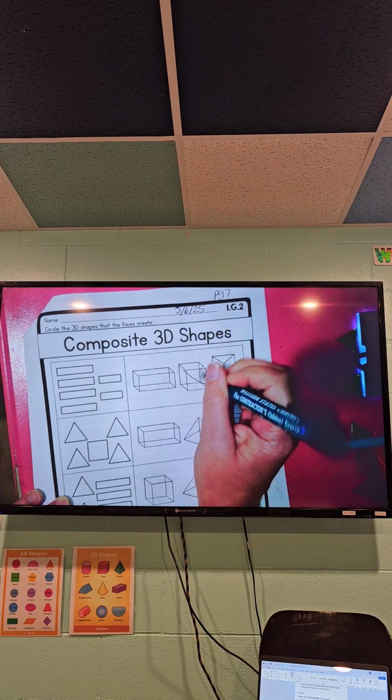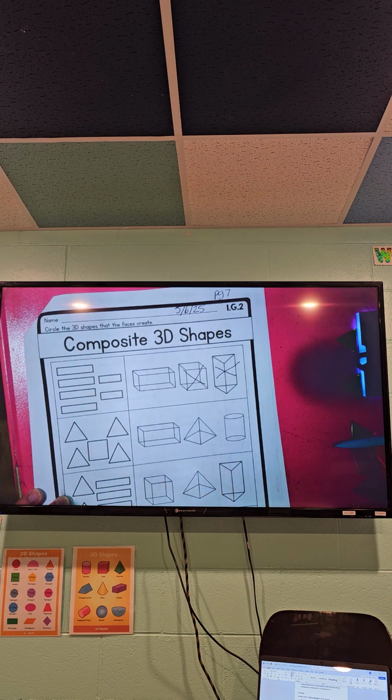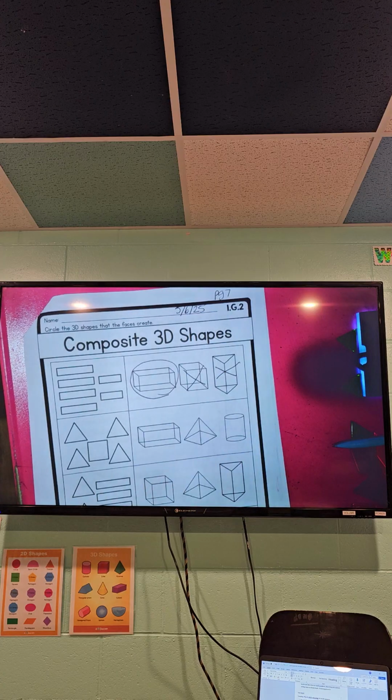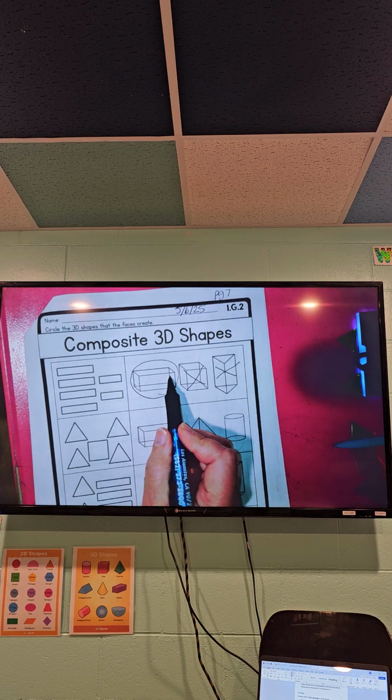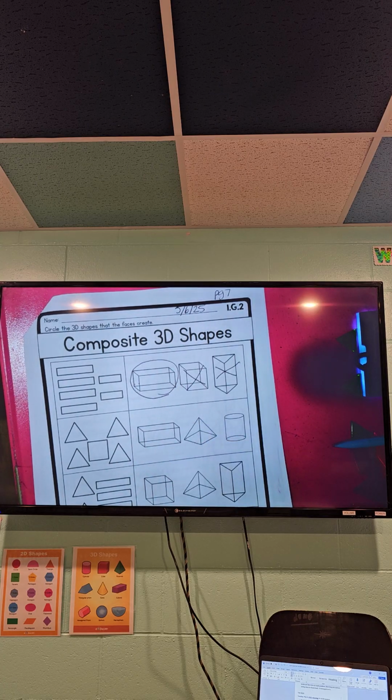So do we have any squares over here? Nope. So it's definitely not that one. But we do have these faces, and these are all rectangles. So circle that. And technically the ends are not rectangles, they're squares. I did not create this though.